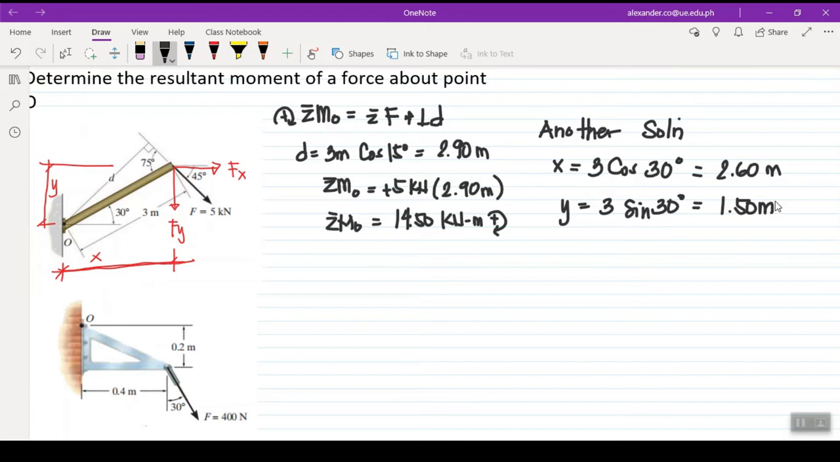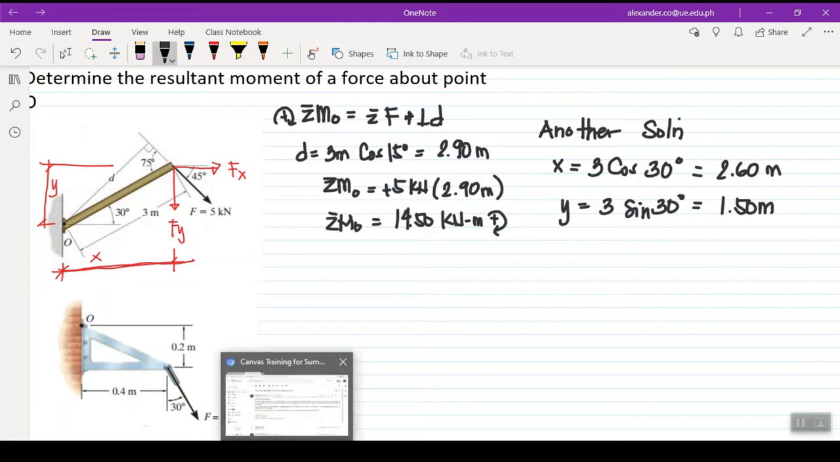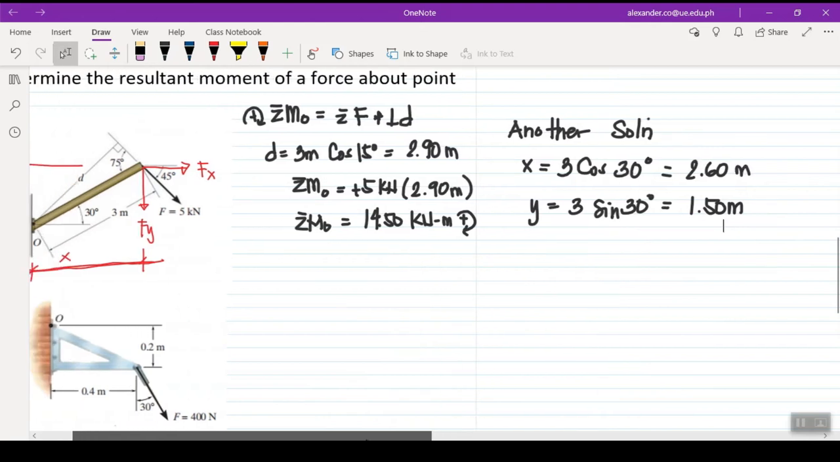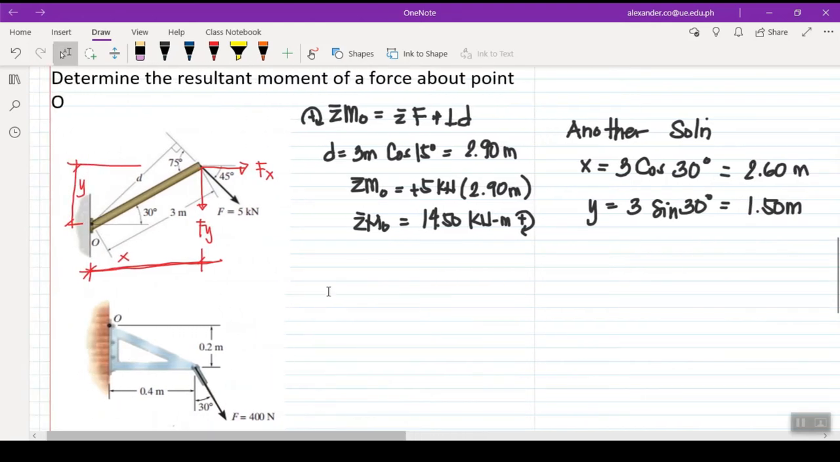Medyo mababa to, no? Paano naman natin kukunin yung x component tsaka y component? Okay, ang x component niyan, kailangan natin ng space. Ang x component ngayon, ang f of x is what? Ito yung f of x. So, ang f of x will be 5.